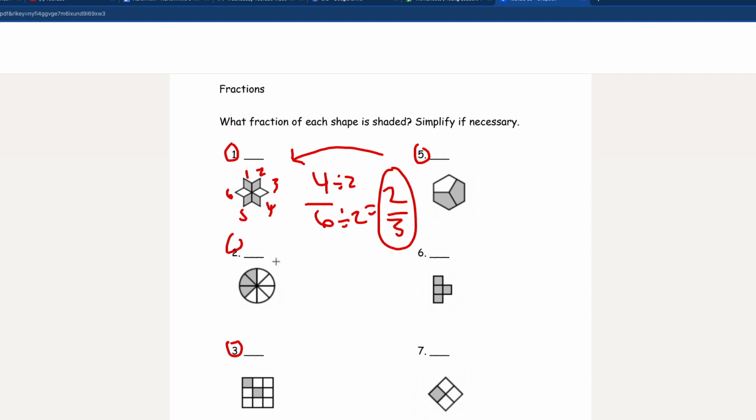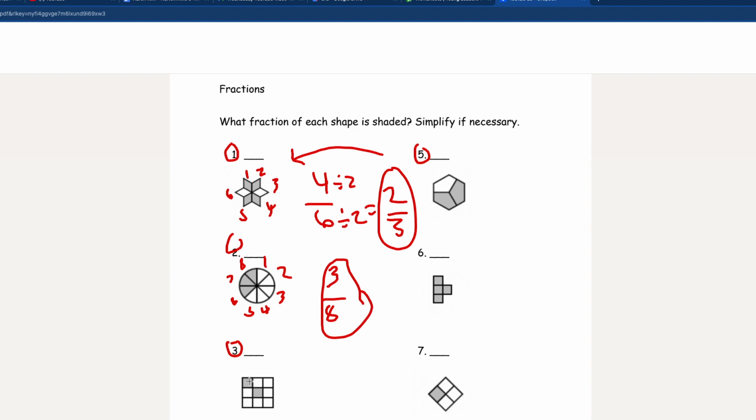All right, number 2. This circle consists of 1, 2, 3, 4, 5, 6, 7, 8 parts. So we're going to put it out of 8 as the denominator. And there's 1, 2, 3 shaded parts. So since you can't divide 3 and 8 with the same number, this is going to be your final answer for number 2.